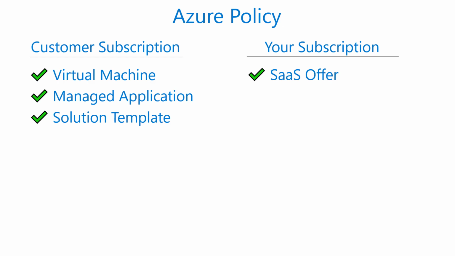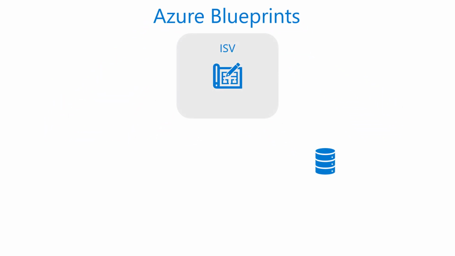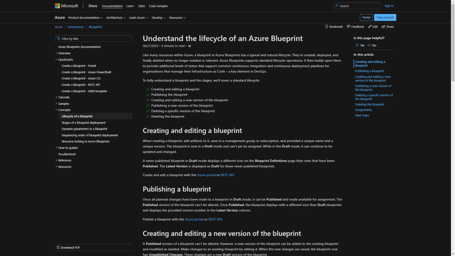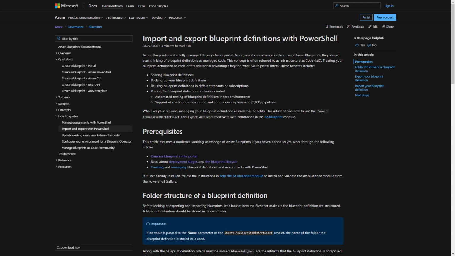That session also described Azure blueprints, however. How do they fit into the ISV picture? One way is to take advantage of the ability to import and export blueprints. For an ISV, this means you can treat blueprints as another form of infrastructure as code, managing them in your source code control system. You can also share them with your customers as part of example deployment scenarios. The documentation covers the life cycle of blueprints, as well as how to import and export them.